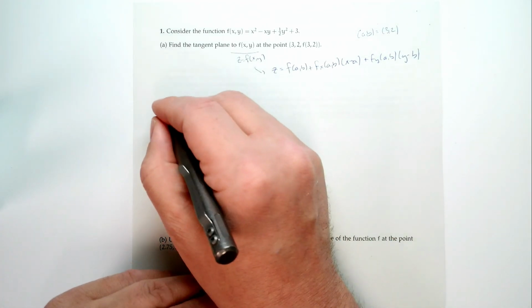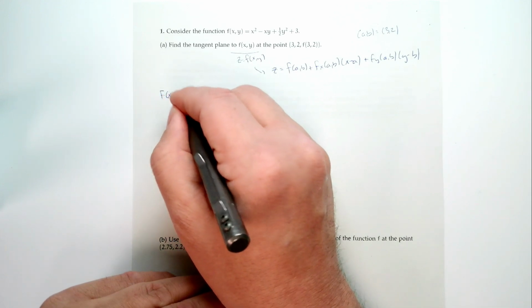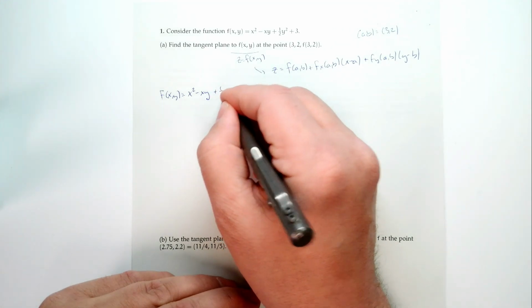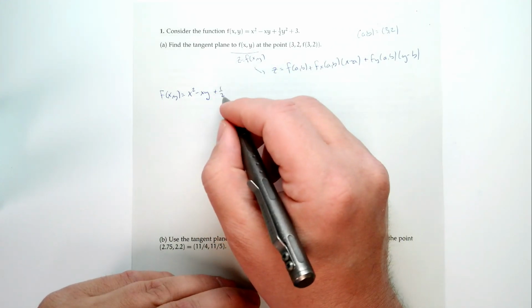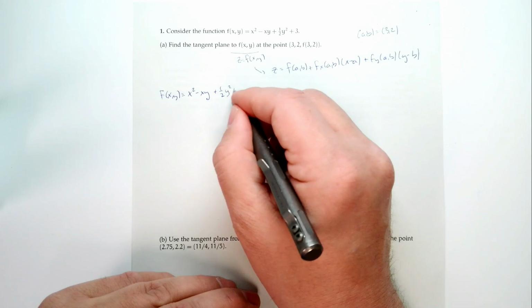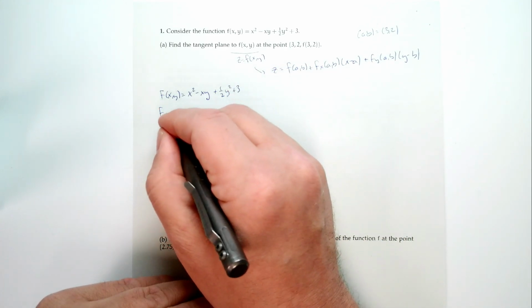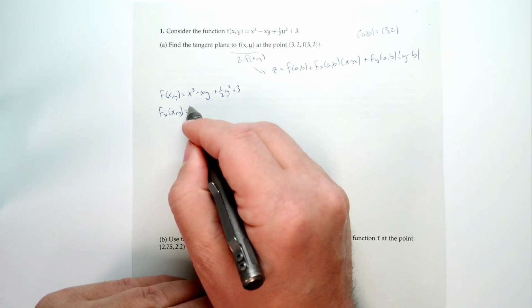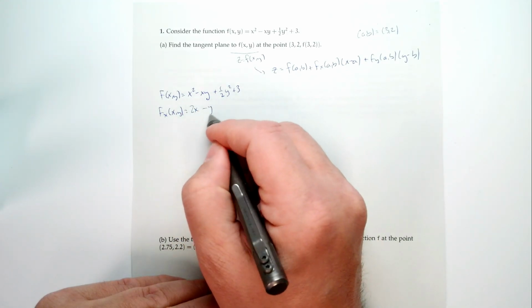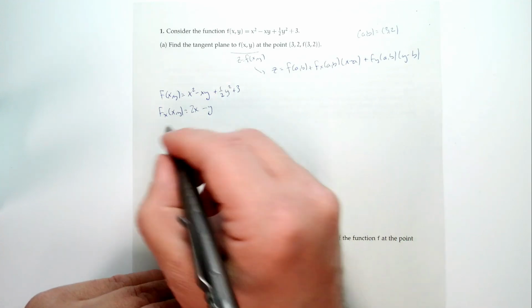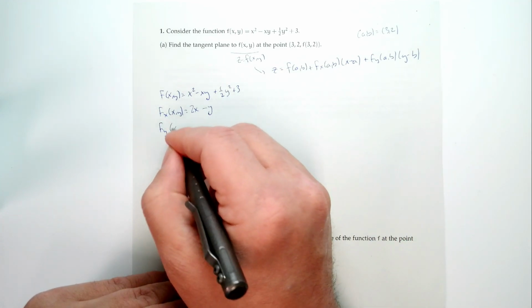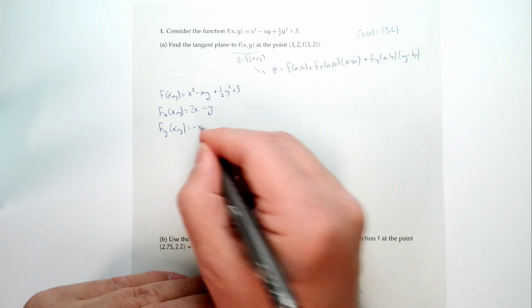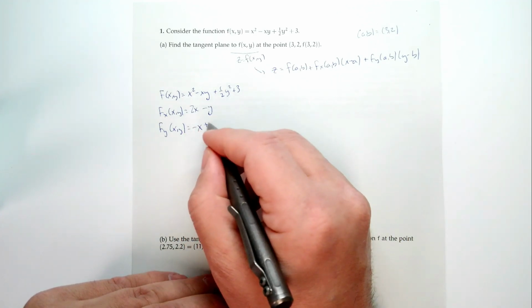So we're going to go ahead. We're going to start by writing down our function. And it's already written down, but we want to write it down again just as a reference here. So x squared minus xy plus a half y squared plus 3. Now we have our f sub x. Take the derivative with respect to x. We're going to get 2x minus y. And, well, that's it. F sub y. Well, no y there. We'll get a minus x, and then we'll get a plus y.